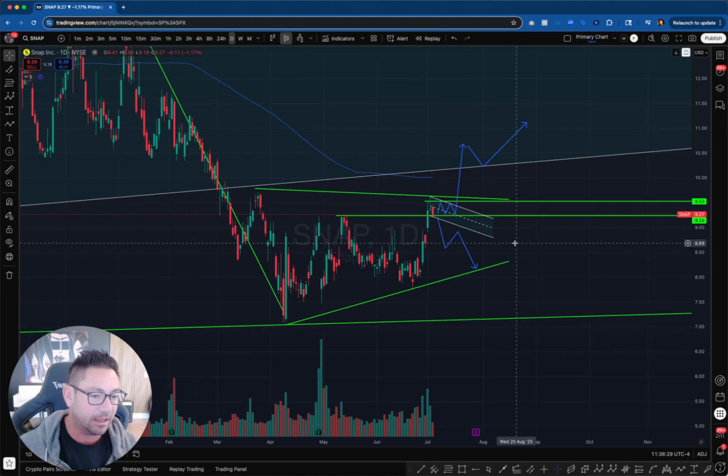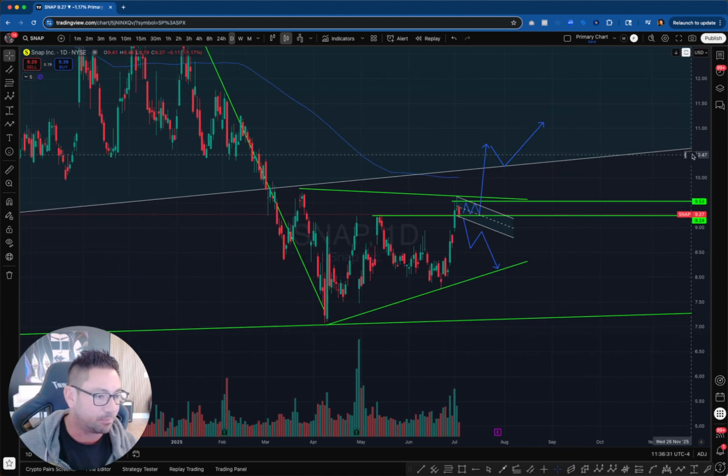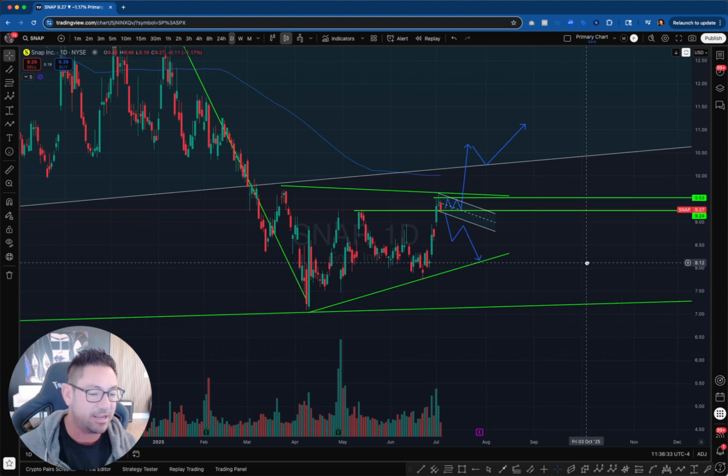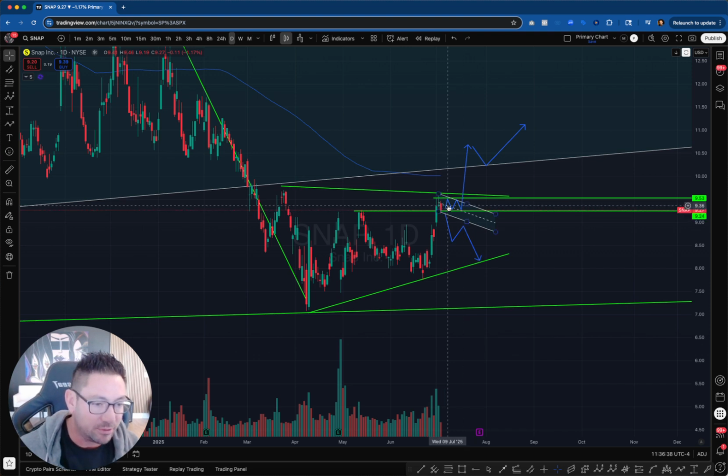I like how this is setting up. It looks promising, and the market's rallying, and things look good. So this one has bullish posture, and we really just got to watch it.